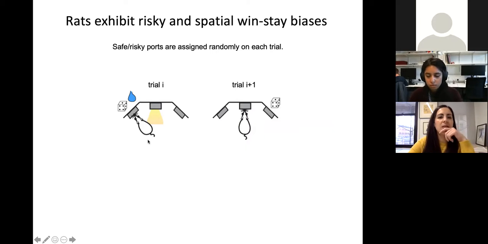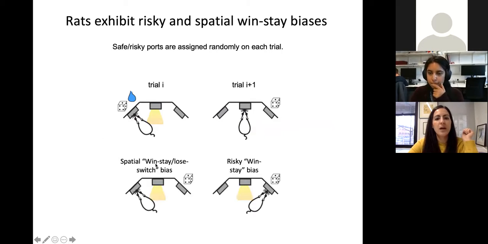So we can dissociate them because the safe and risky ports switch randomly on a trial by trial basis. So let's say on trial i, the rat chooses the gamble, which happens to be at the left port, and gets rewarded. On the next trial, he can either have an increased likelihood of revisiting that spatial location, and so that would be a spatial win stay bias, or he could have an increased likelihood of choosing the lottery or the gamble, and that would be a risky win stay bias. And again, we're able to dissociate them, and we see both of them contributing to behavior.